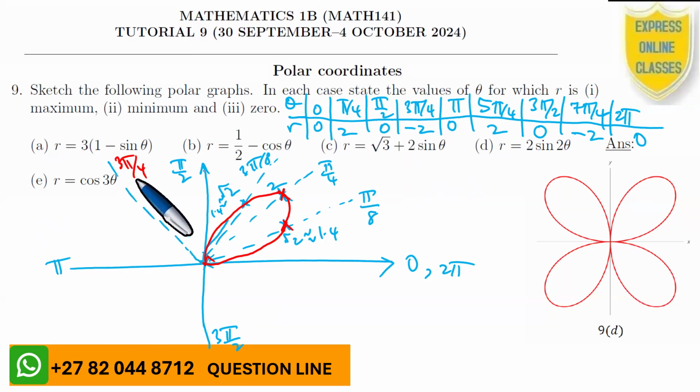Right, it's going to be -2, but because it's minus, then you must move in the opposite direction by 2 units. So you're going to be here. So this one is going to give us -2. At pi, then you have 0. And then you would need some intermediate values, like here and there.